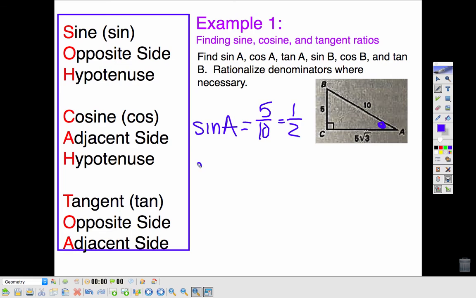Okay, it wants us to find the cosine of A. What would the cosine of A be? Adjacent. Which one's adjacent? 5 root 3. 5 root 3 over 10, which would be what? 0.5. You can leave it as a fraction. Root 3 over 2. Okay?